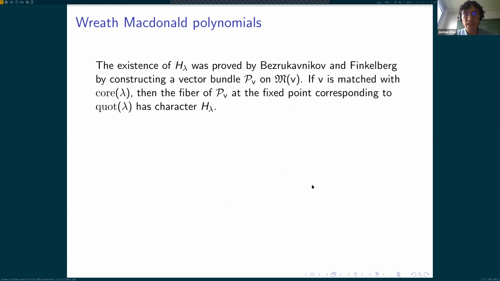So, it's not obvious that these things exist. Their existence was proved by Bezrukavnikov and Finkelberg, by constructing an analog of the Procesi bundle. And it does what you would then expect. To a geometry, an L-core and a fixed point, an L-quotient, you get a partition lambda, and the fiber of the Procesi bundle at that fixed point is H lambda.